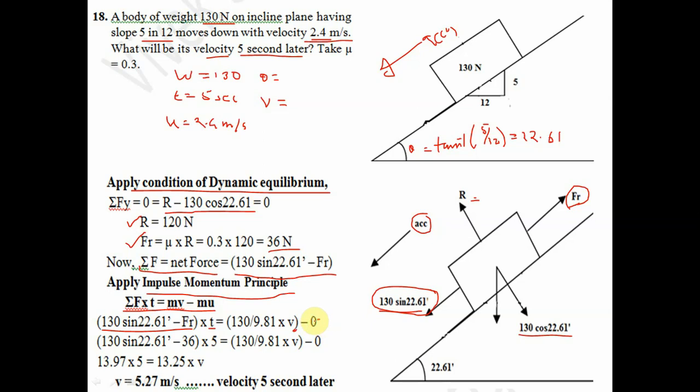Sorry, here we have to take 130 by 9.81 into initial velocity, which is 2.4 meter per second, okay. So here we'll get 130 by 9.81 into 2.4. Here we'll get 31.80.